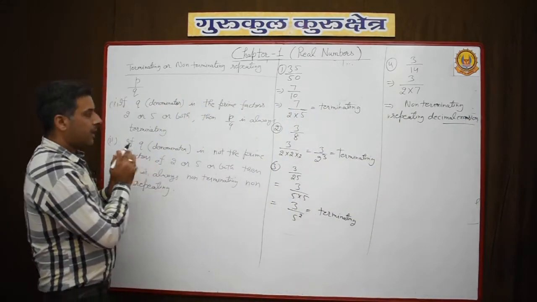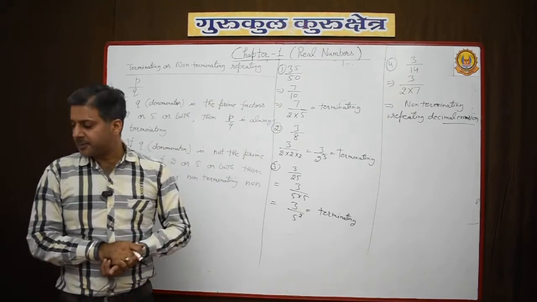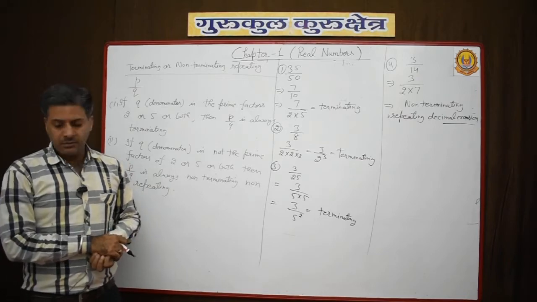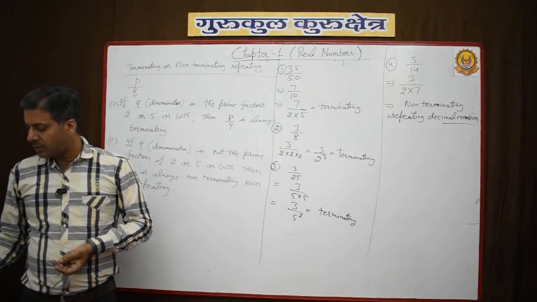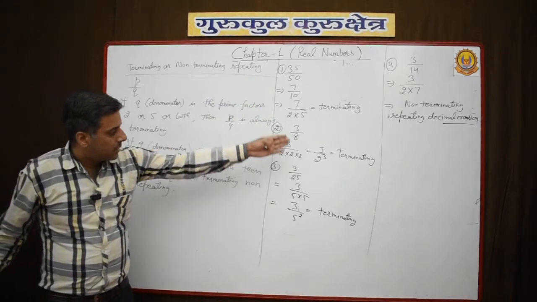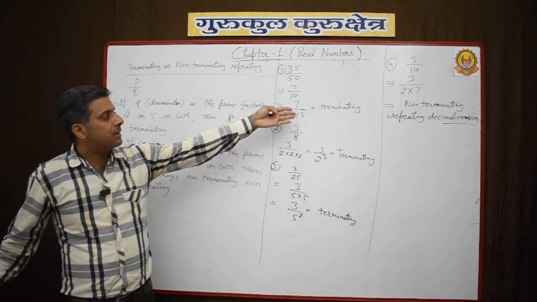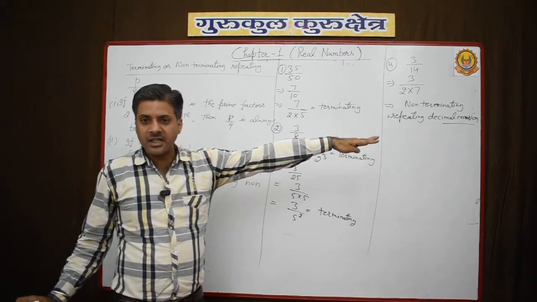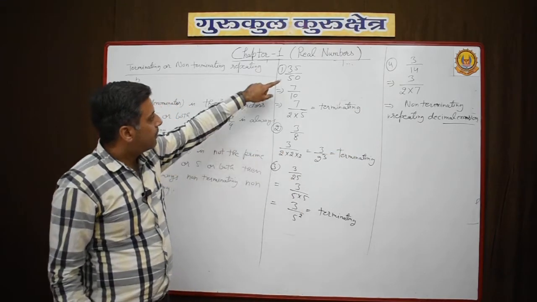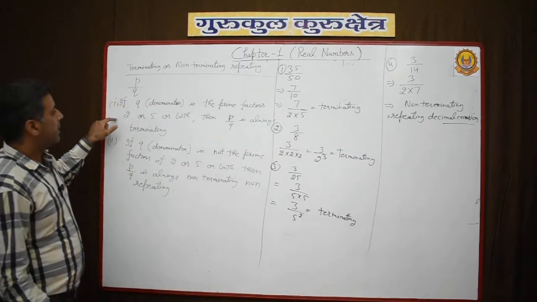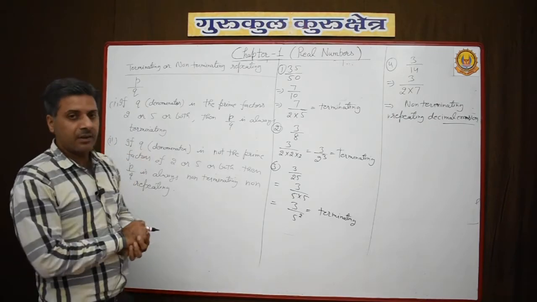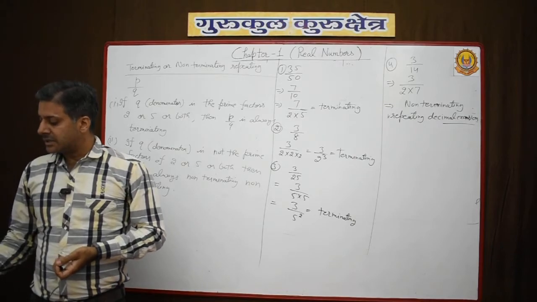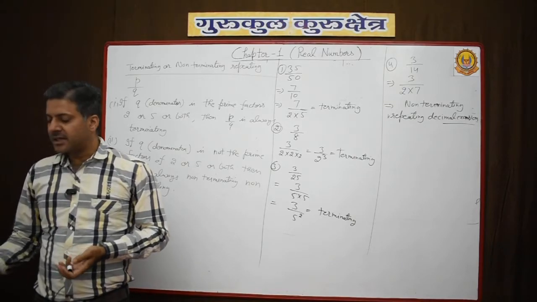So this is the third part of this chapter, and all parts we have completed. And exercise 1.4 is related to the same question. You have to tell whether the decimal expansion is terminating or non-terminating repeating, by this method, by rules, or by the division method. This you have already done in 9th class. So from my side, this chapter is completed.